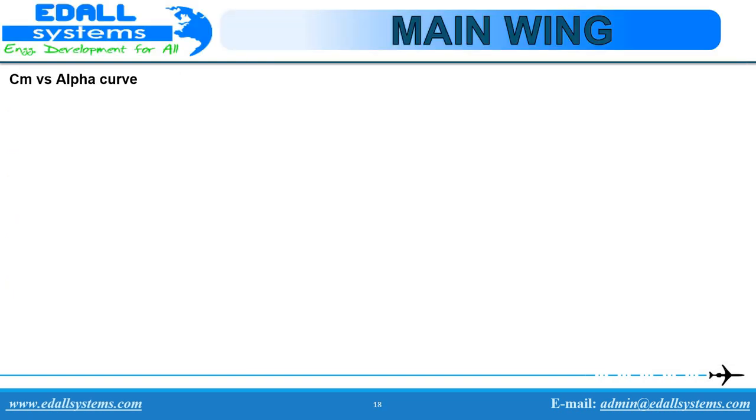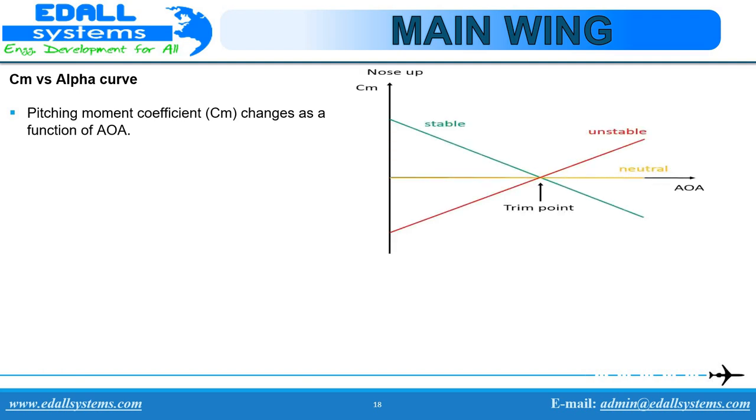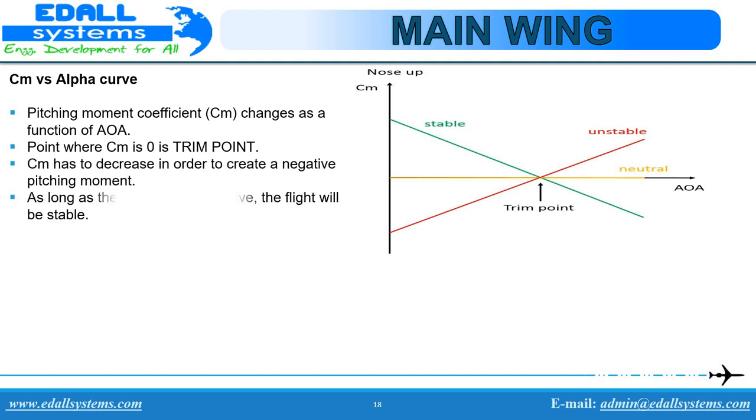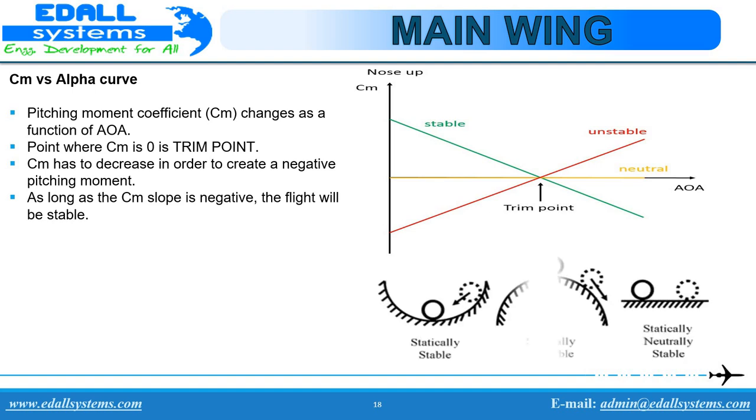Now we have the CM versus alpha curve. Pitching moment coefficient CM changes as a function of angle of attack. The point where CM is 0 is called the trim point. Pitching moment coefficient has to decrease in order to create a negative pitching moment. As long as the pitching moment coefficient slope is negative, the flight will be stable.